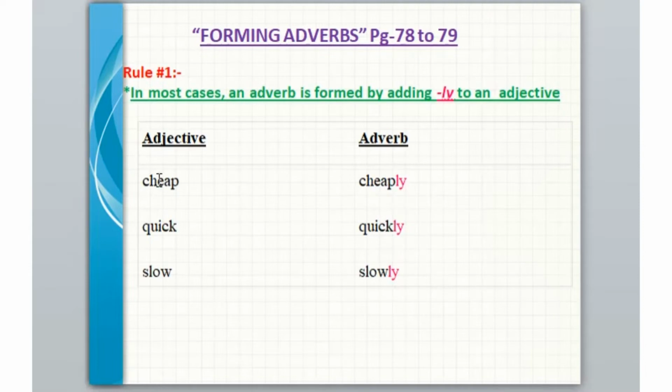So see, cheap, quick, slow. These are the adjectives. And how do we transform them into adverbs with ly? You see in the spellings in pink color. We highlighted it in pink so you can easily see how these are formed. Okay, that is how we form adverbs. In most cases adverbs are formed like that. That is rule number 1. So here we will be going through 4 rules. Okay, generally. Now come to rule number 2.